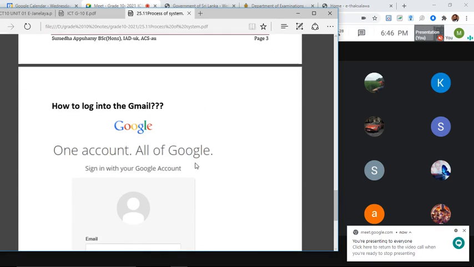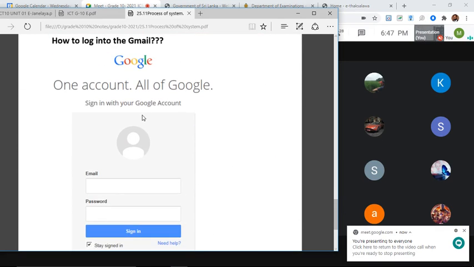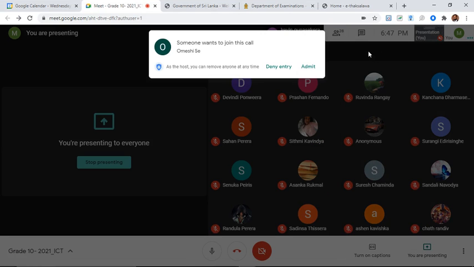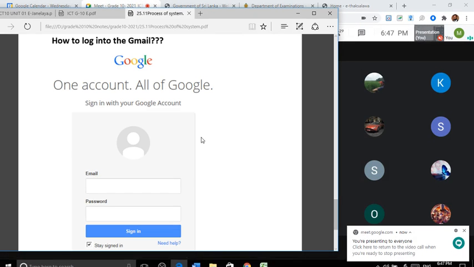Then we discussed Gmail, how the email and the password you are giving, and when you click on sign in, what kind of process happens in the website. That thing we have discussed. Okay, so basically that one is okay.